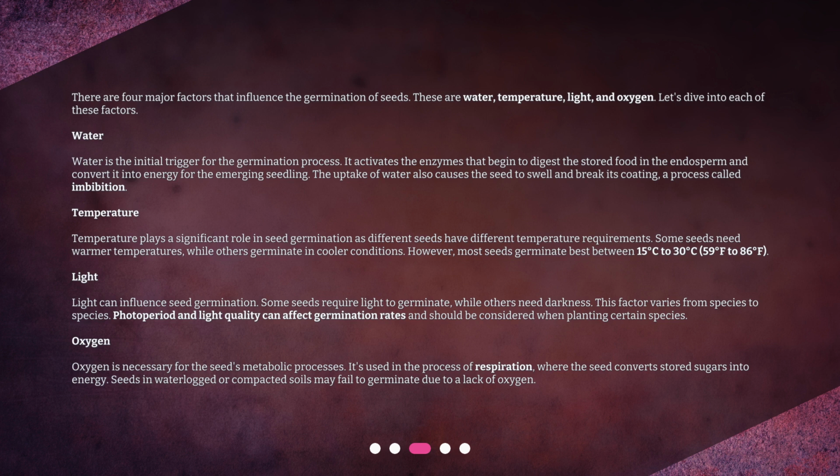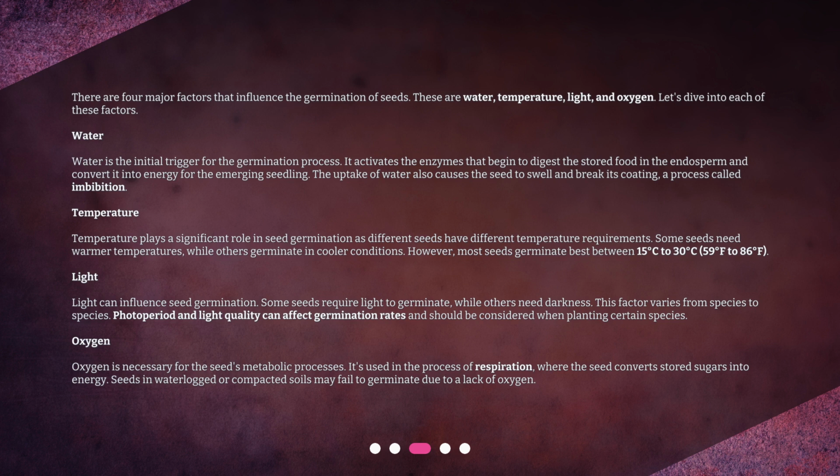Temperature plays a significant role in seed germination as different seeds have different temperature requirements. Some seeds need warmer temperatures, while others germinate in cooler conditions. However, most seeds germinate best between 15 degrees Celsius to 30 degrees Celsius, 59 degrees Fahrenheit to 86 degrees Fahrenheit.